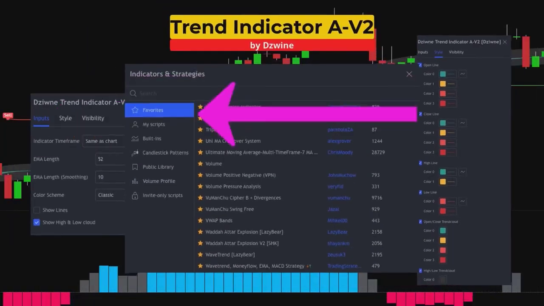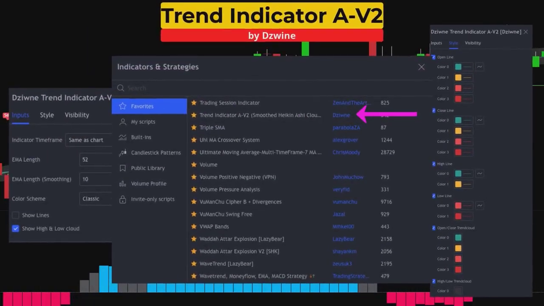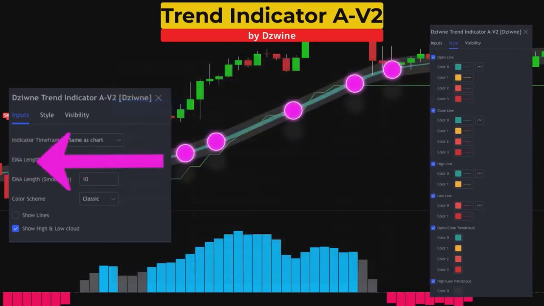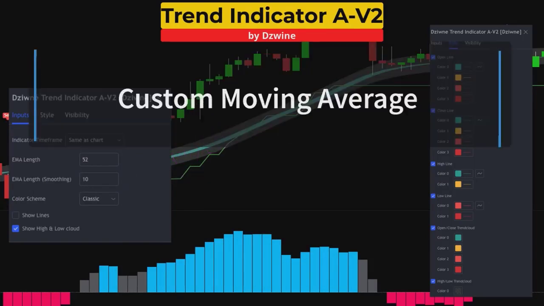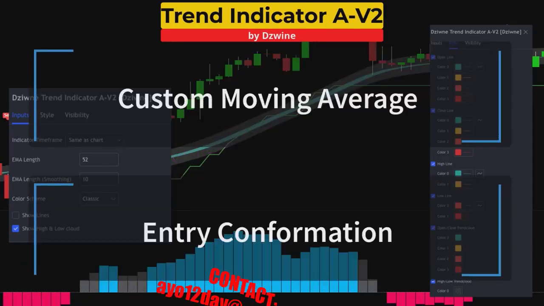The first indicator is the DXY Trend Indicator A-V2. Per the system author, the EMA length will be set to 52 and the smoothing EMA length to 10. This study takes 2 interpretations of a moving average, and in this system it will be used for entry confirmation.